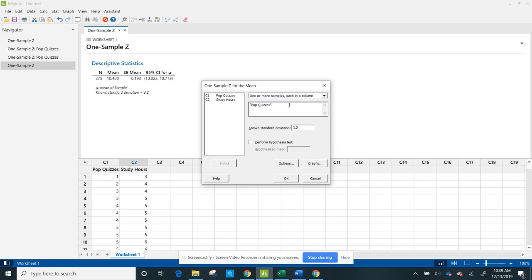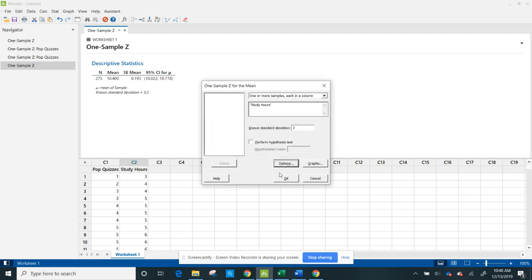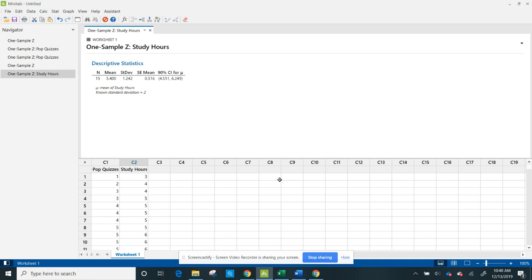And I have pop quizzes in here from before. So all I'm going to do is highlight it and hit delete because I don't want anything else in there. So I'm going to click on study hours since my data changed. And I know that my known standard deviation is 2. I need to go to options. And it says 95%, and that was from my old one. So because I want a 90%, I'm going to put 90 here. And then I hit OK. And then I hit OK.